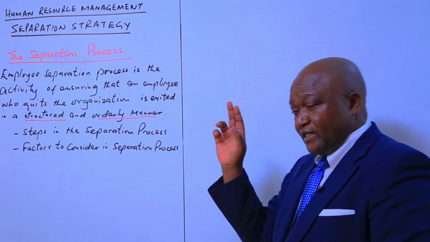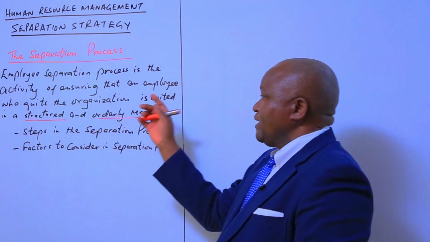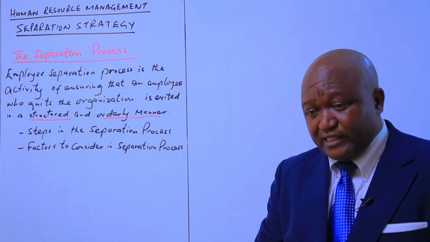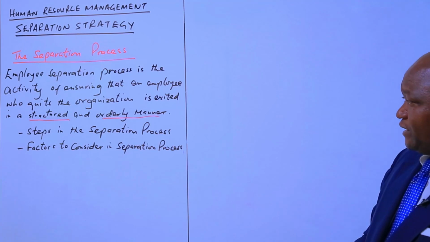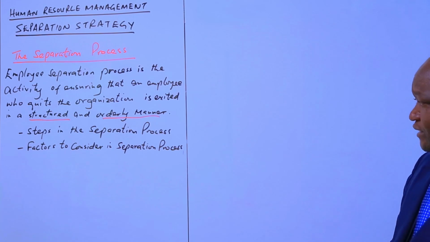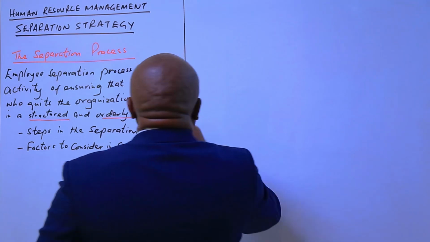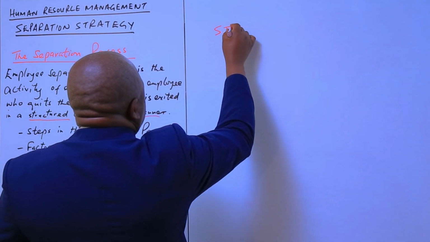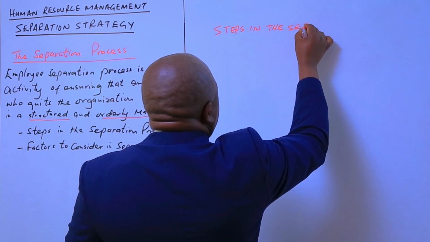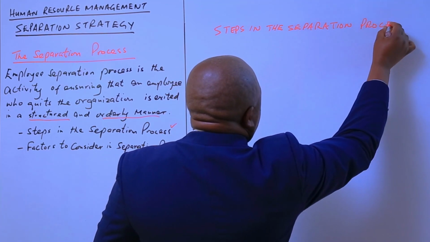So employee separation is the activity or process of ensuring that an employee who quits an organization is exited from that organization in a structured and orderly manner. We are going to look at two aspects of the separation process, and we are going to start with the steps in the separation process.